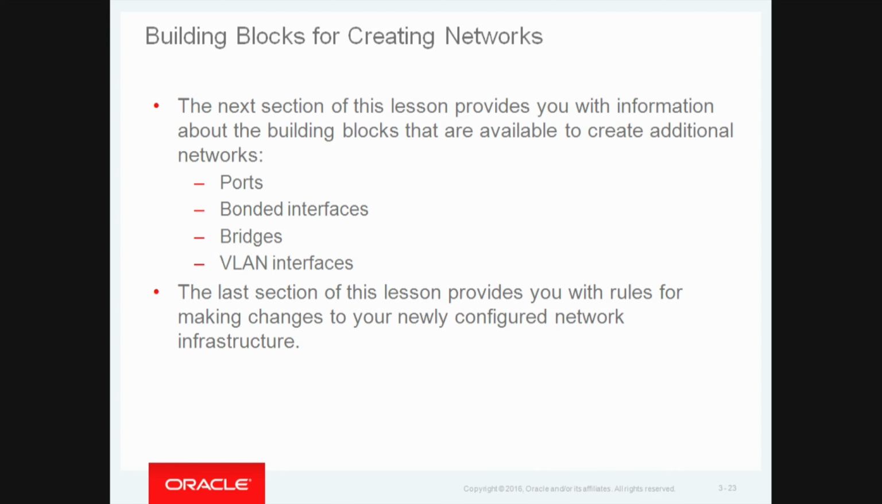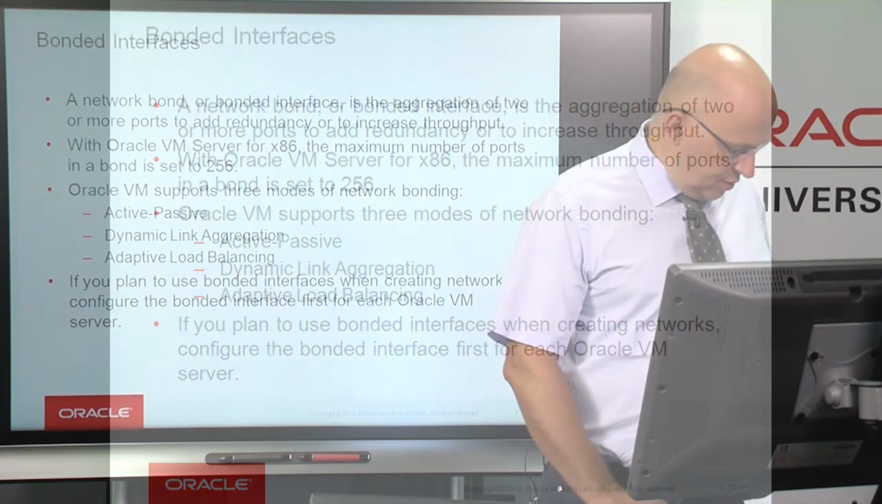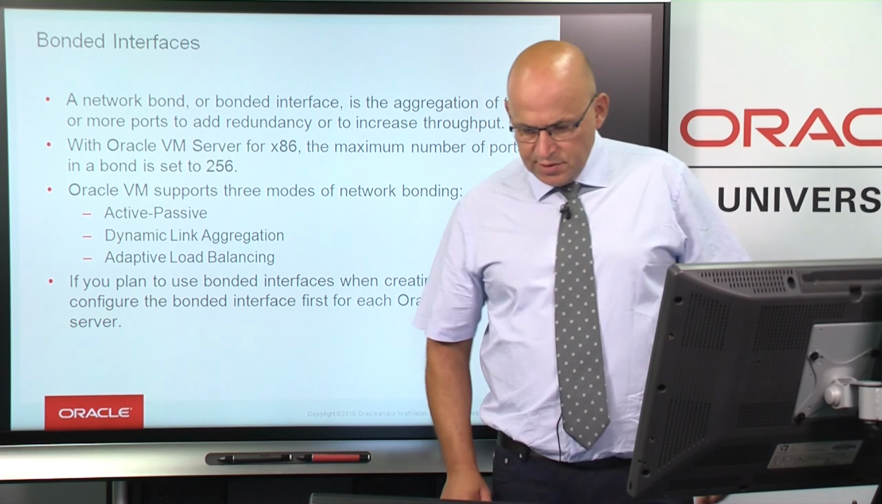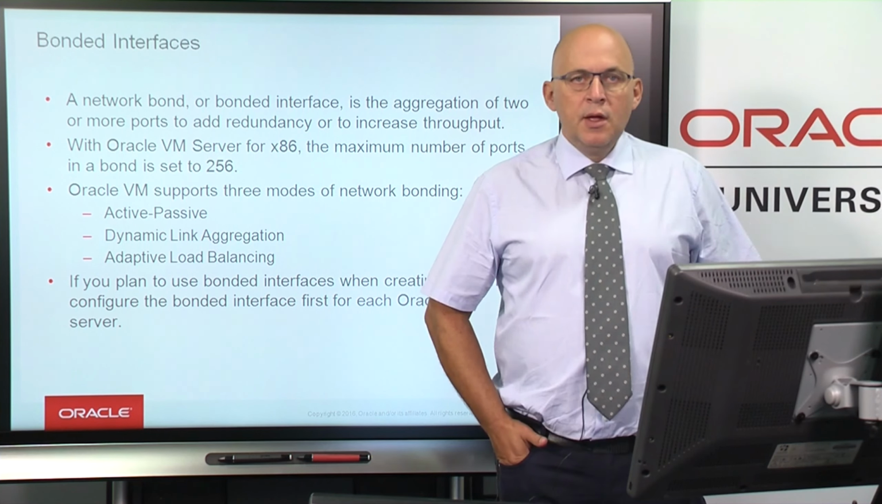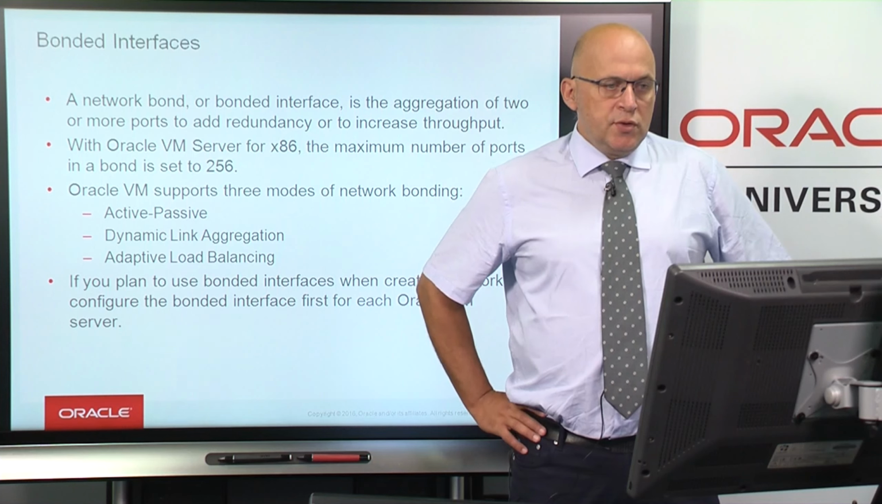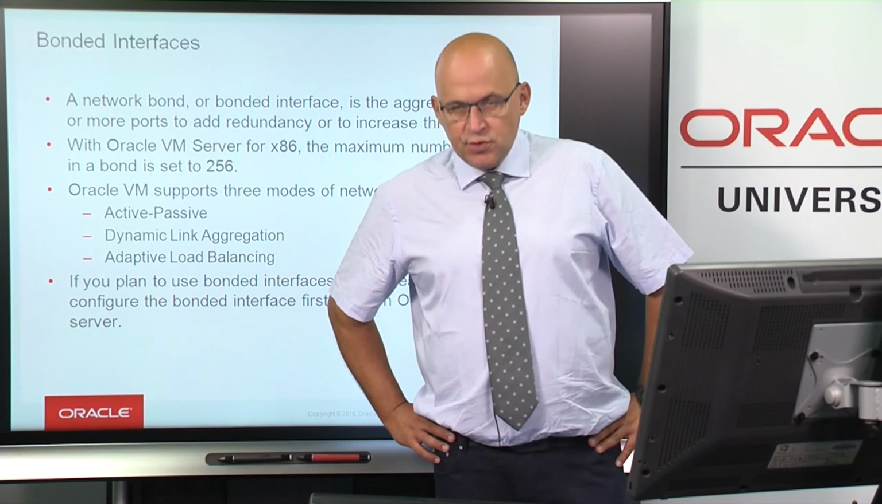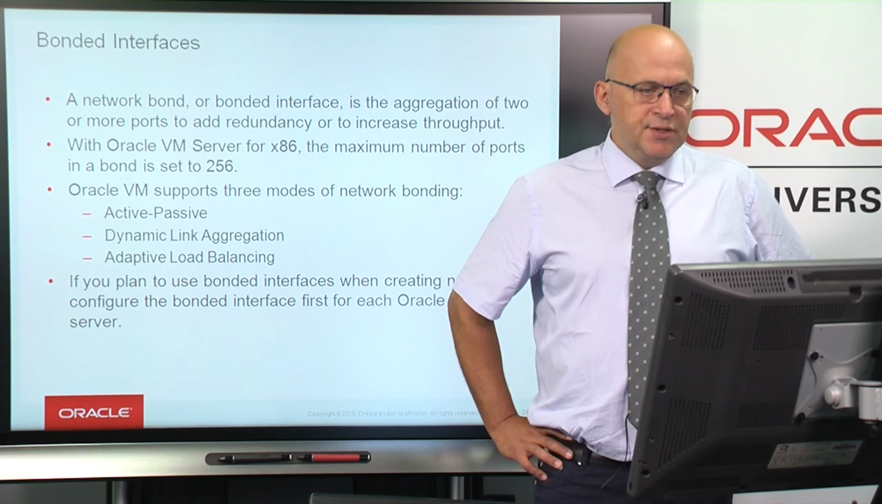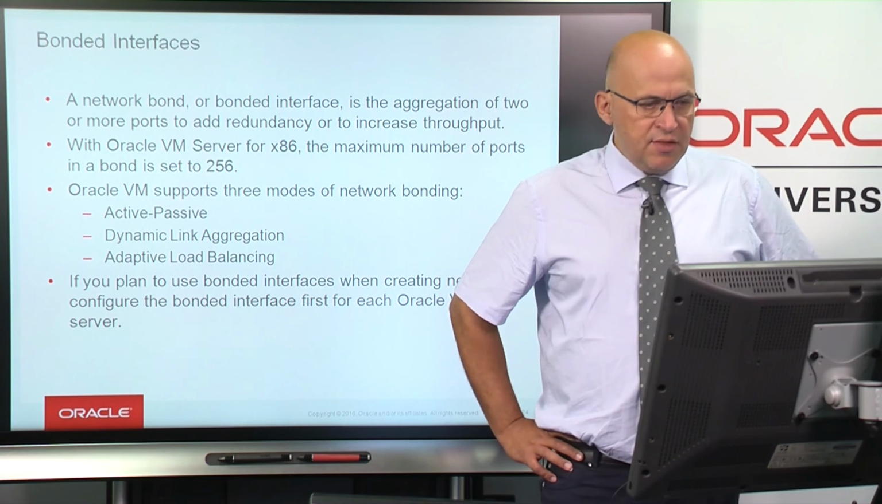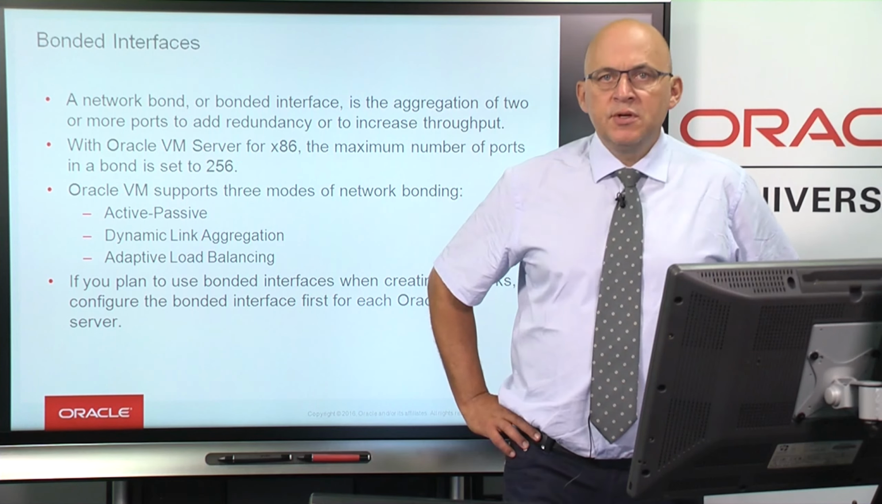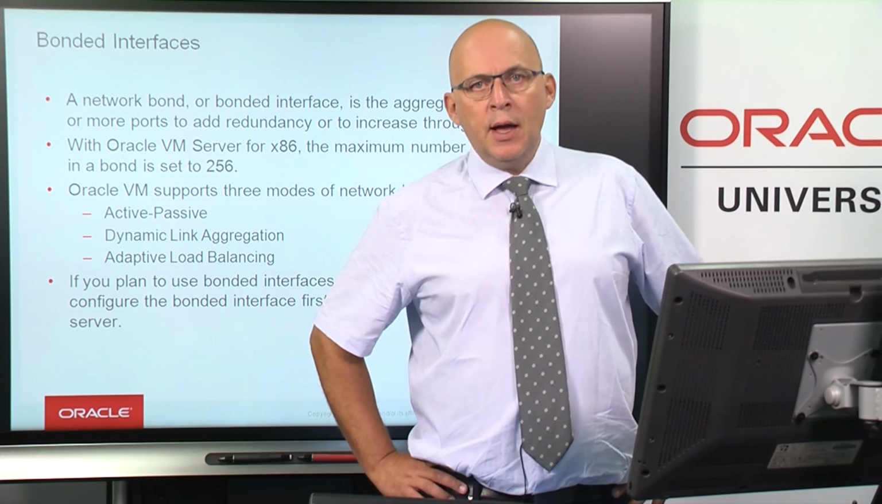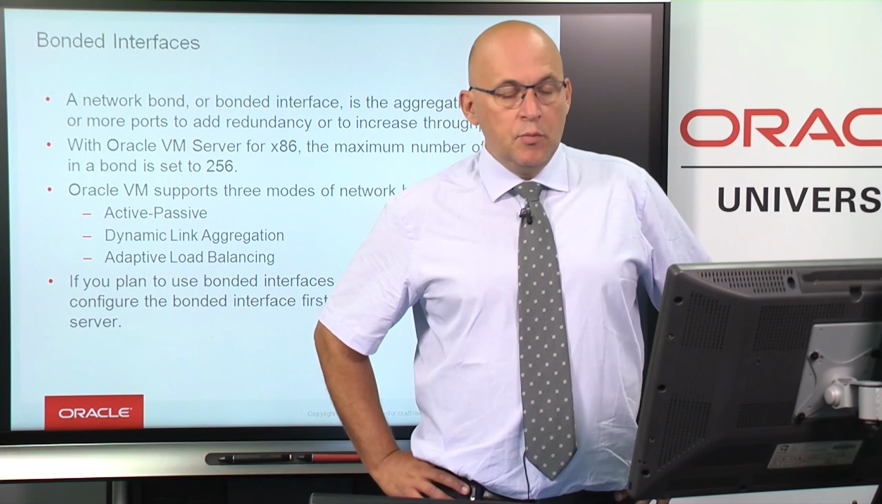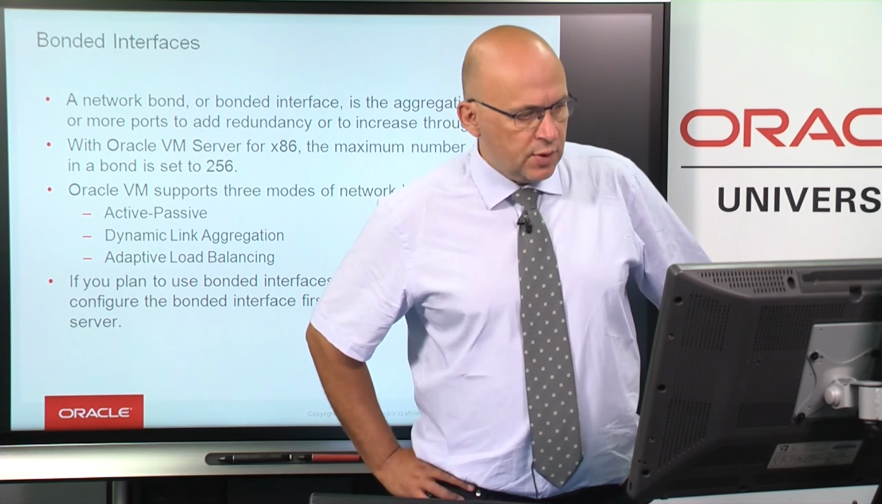So as you can see here, you can start by ports, bonding interfaces, bridges, and VLAN interfaces. We will see the different configurations that you might run. These notions are very close to the notions that we know already on Linux. A combination of several network interfaces can be seen as bonds, and as you can see here, in Oracle VM Server for x86 you can put up to 256 ports in a bond.